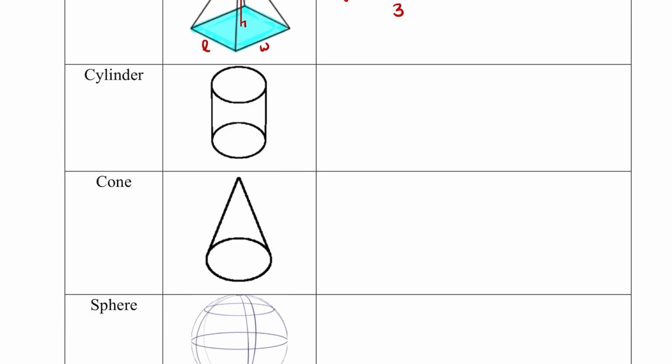For a cylinder, this is my base. Base is a circle, so the area of the circle is pi r squared. So this is r right here. If I take this area times the height, I get the volume.